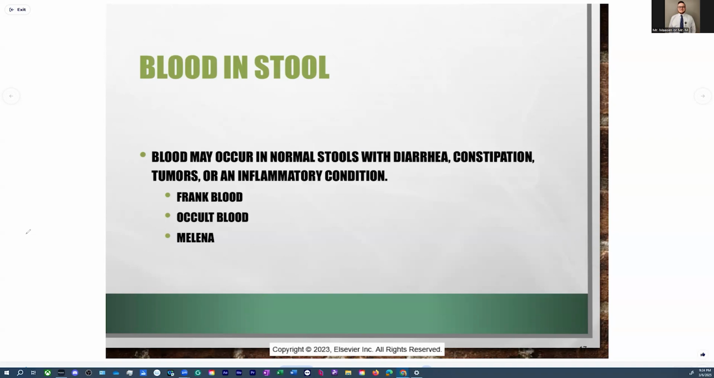Possibly they have tumor development, or an inflammatory condition. We'll talk about Crohn's and ulcerative colitis. IBS. Those are things that can cause blood. And there's always frank versus occult blood.